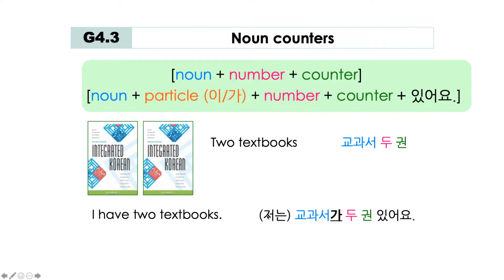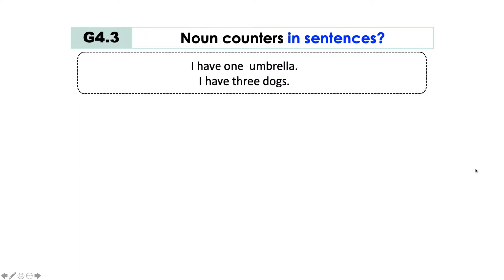Of course, you don't have to say 저는 because we know that you have it. So 교과서가 2권 있어요. Then I have 2 textbooks. So remember this structure, noun plus particle 이 or 가 and number and counter noun and 있어요. How can you say these 2 sentences? I have 1 umbrella and I have 3 dogs. You can pause the video and then try to answer on your own, then check the answer.